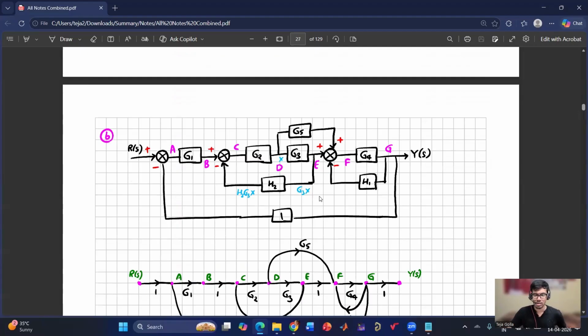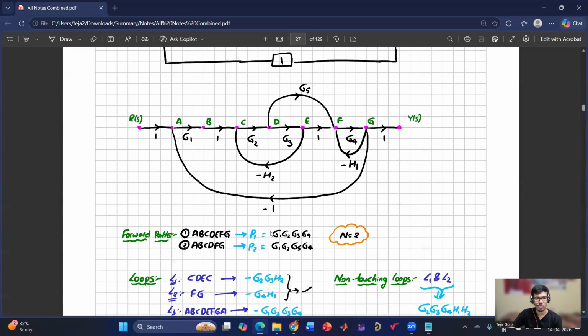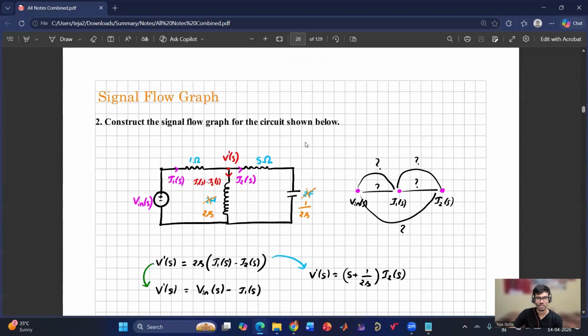And now for solving it using Mason's gain formula, first you have to draw the signal flow graph, which is very critical. Again, here you should not make any mistake. Once you do this, then forward paths, loops, non-touching loops, and applying the same formula, you will get the overall transfer function.